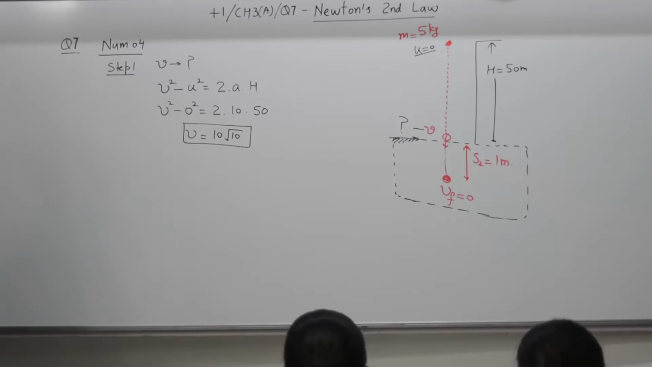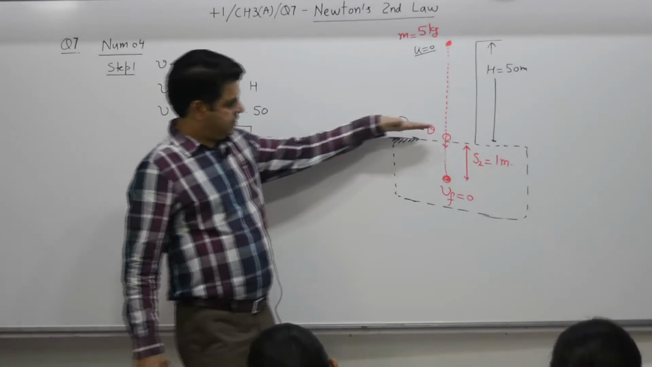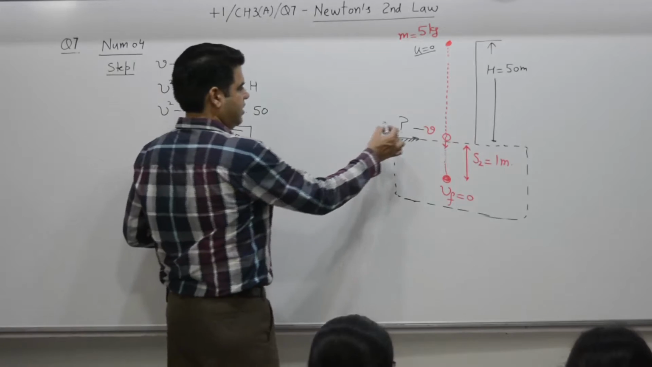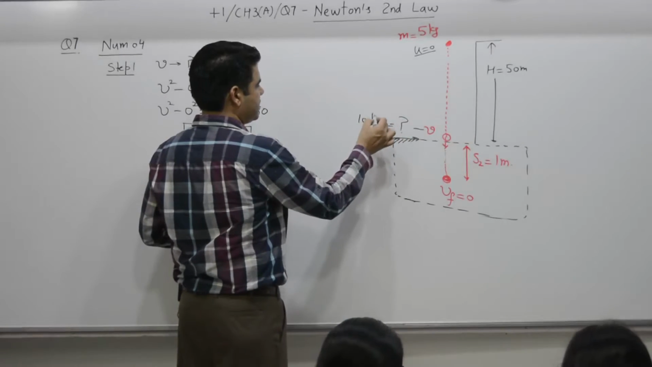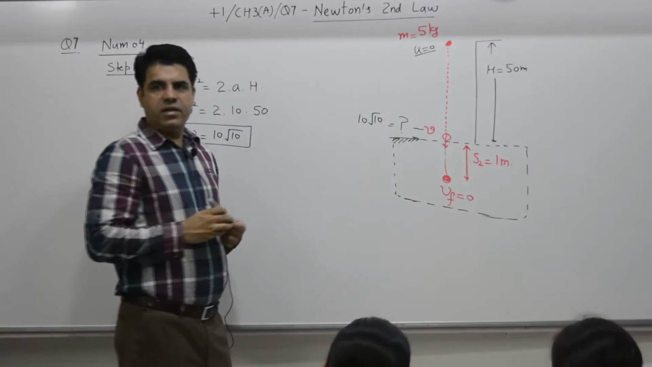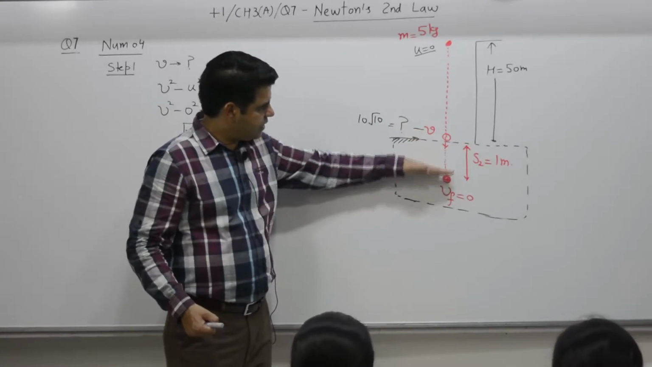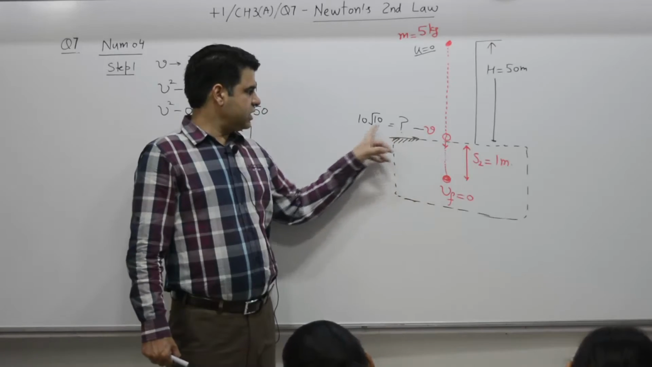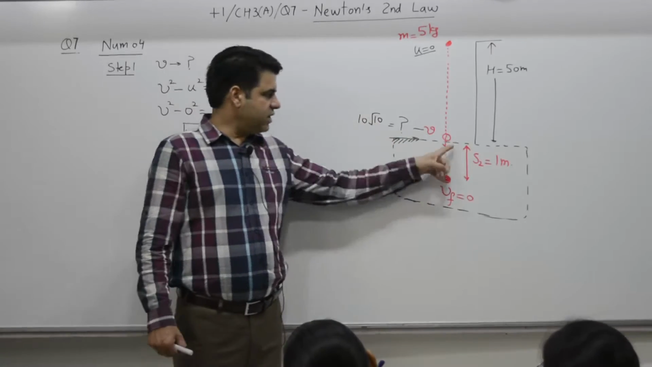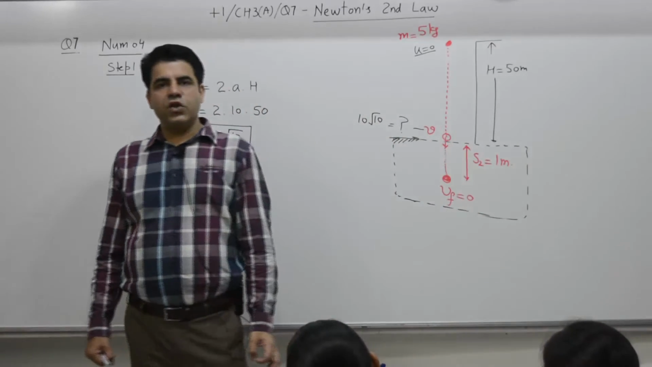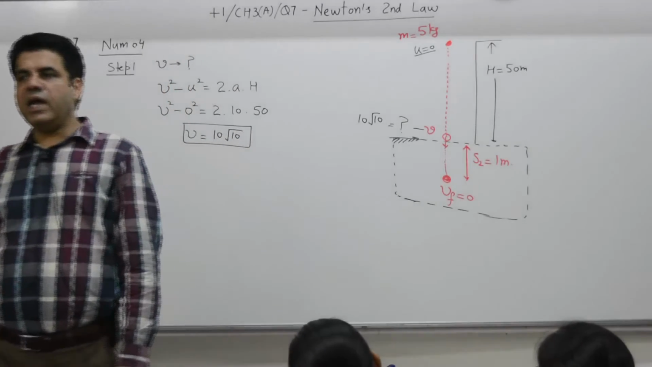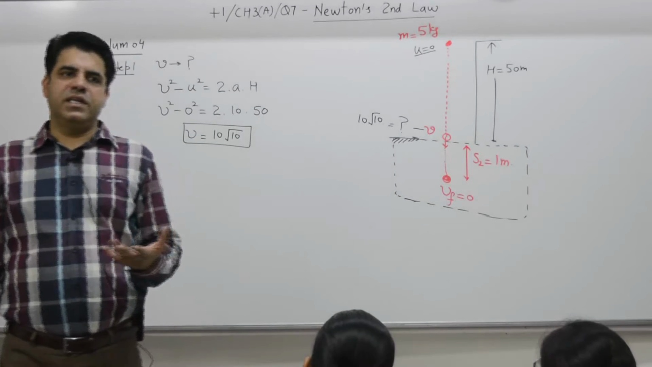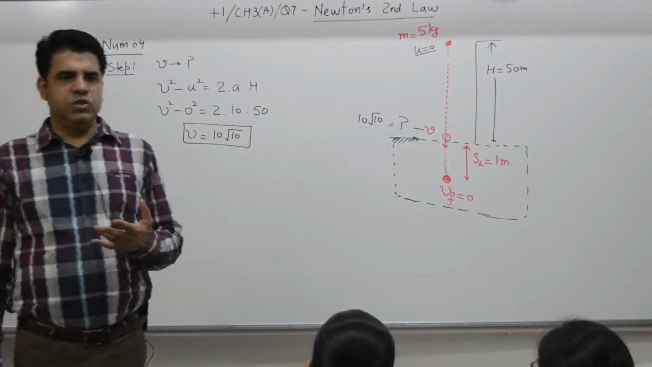Now you shift to this part, only this part. If you know V, earlier it was not known to you, now it is 10 root 10. Final velocity is 0, initial velocity is 10 root 10. It has covered distance what? 1 meter. Can you find out A, or by applying another equation, time t? Try.